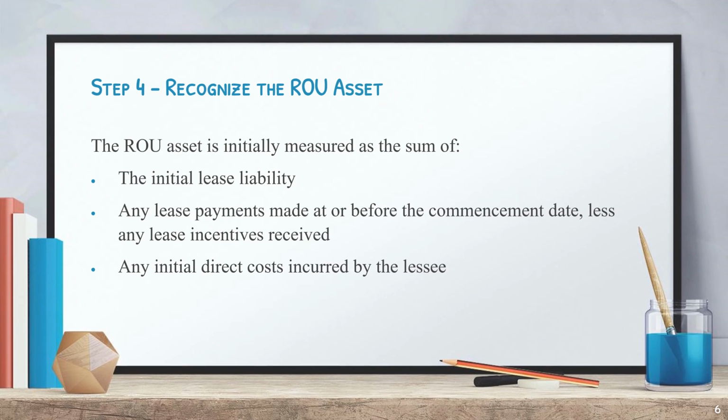Step 4. Recognize the right-of-use asset. The right-of-use asset is initially measured as the initial lease liability, any lease payments made at or before the commencement date, less any lease incentives received, plus any initial direct costs incurred by the lessee.